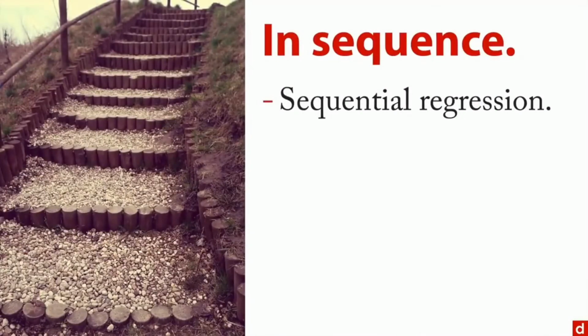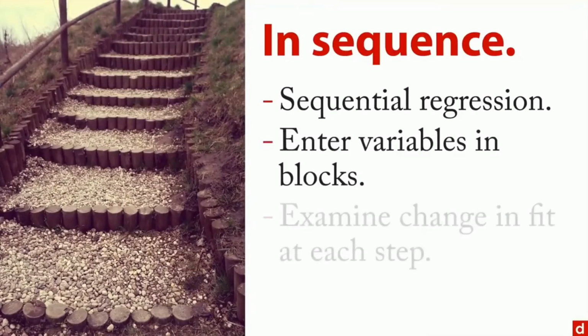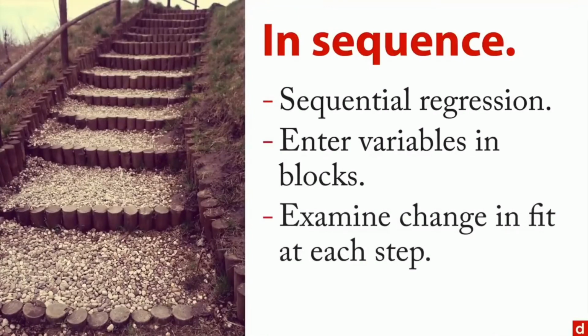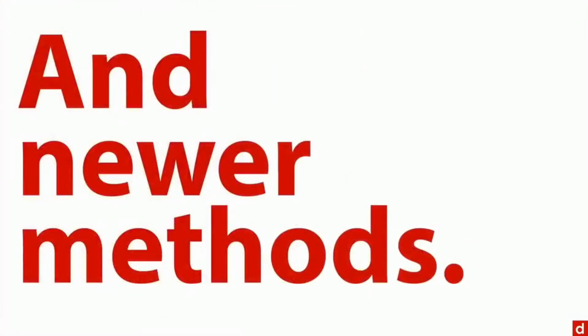There are several versions of sequential regression that allow you to do that. You can put the variables into groups or blocks and enter them in blocks and look at how the equation changes overall. You can examine the change in fit at each step. The problem with a stepwise procedure like this is it dramatically increases the risk of overfitting, which again is a bad thing if you want to generalize your data. And so to deal with this, there's a whole collection of newer methods.